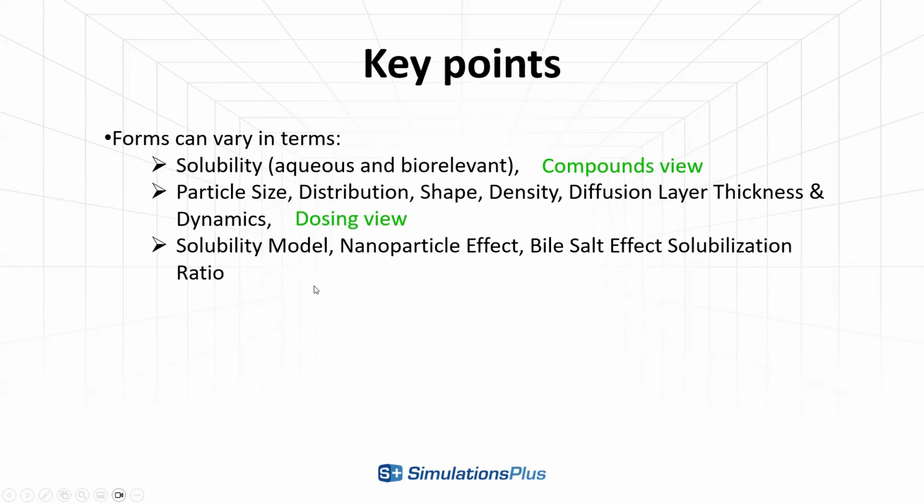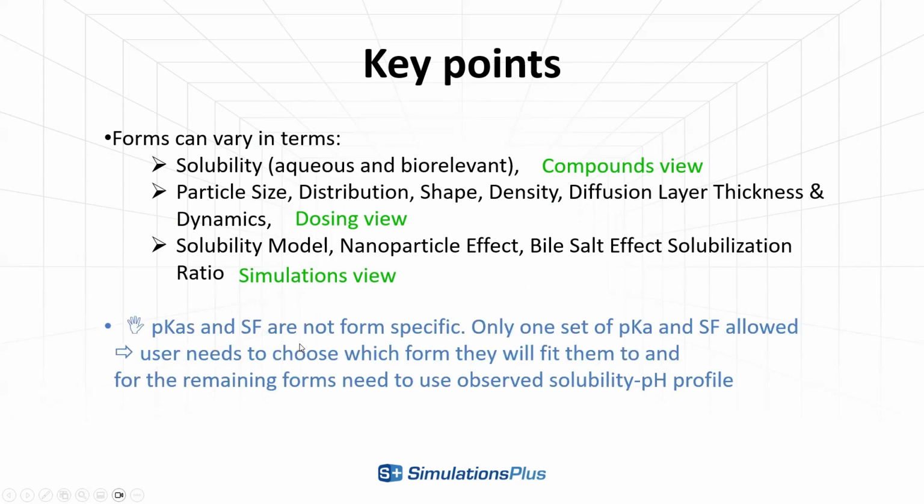And finally, you can also have different solubility model, nanoparticle effect, bile salt effect, solubilization ratio for your different forms. And this will be done in the simulation view in the configuration panel. One important point as well is that the pKa and the solubility factor are not form specific. You can only have one set of pKa and solubility factor. So you need to decide on which form you want to fit them. Here, it would be on form 1, your API. And for the other forms, you will need to use observed solubility versus pH profile.